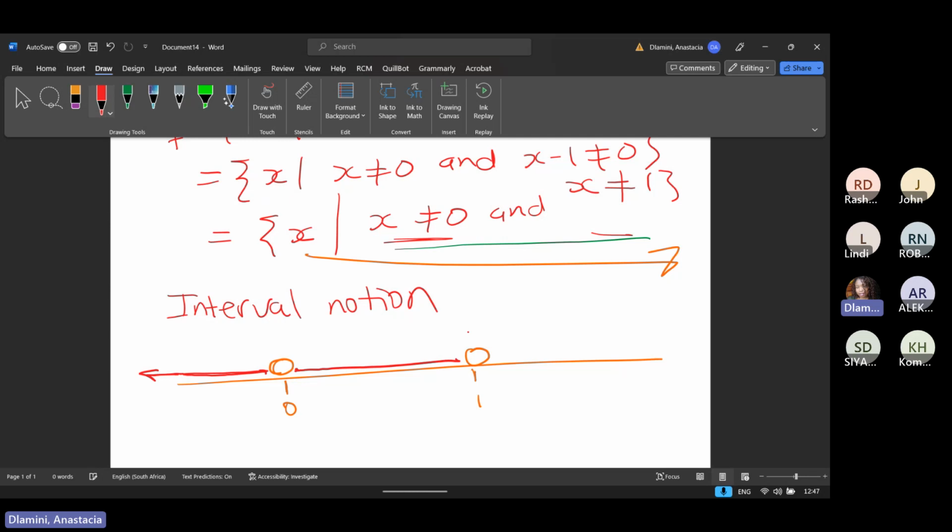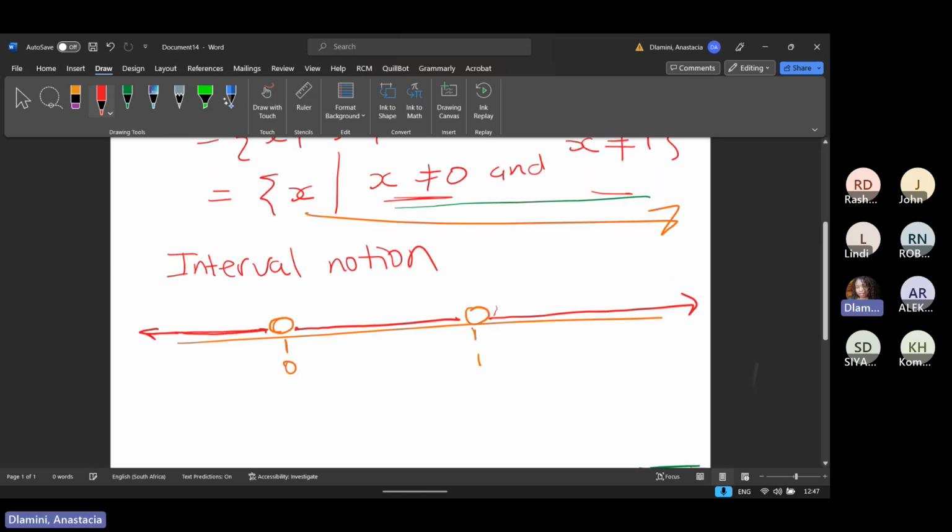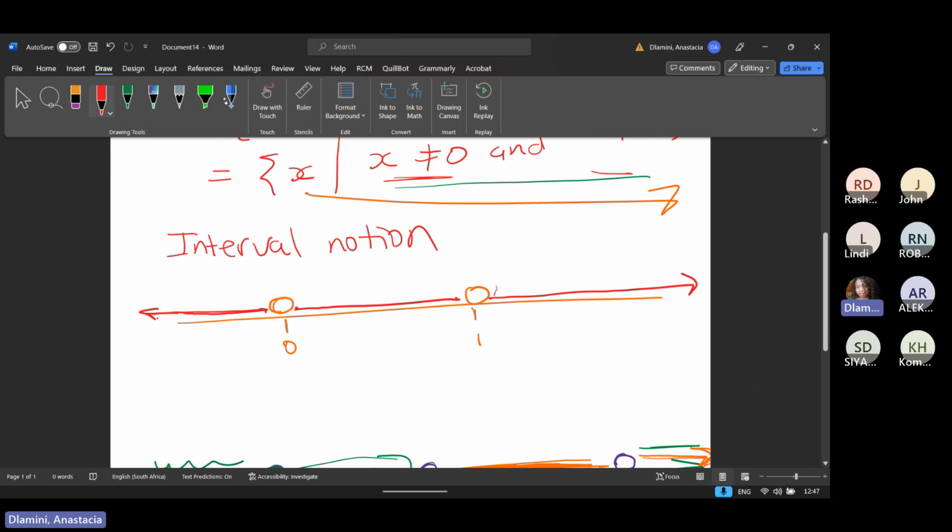It means it skips 1. It goes to a number after 1, even if it's 1.0000000 million zeros 2, I mean 1.002. It's still a number after 1, and then it moves forward continuously. It means that my function is defined for all the numbers before 0.